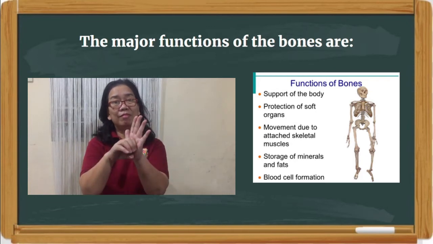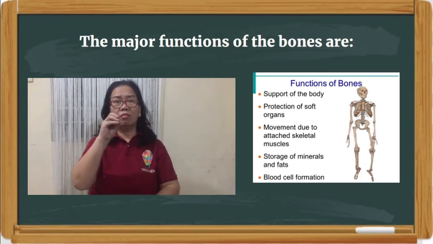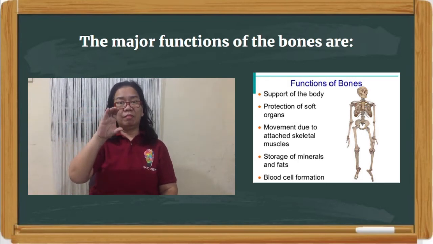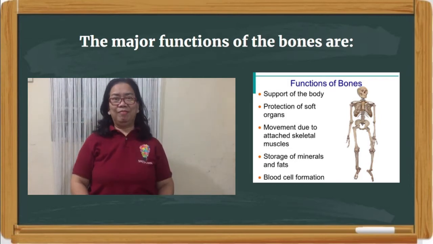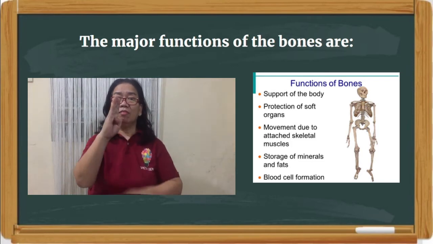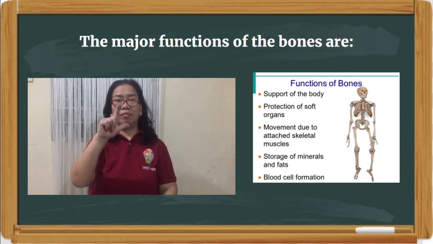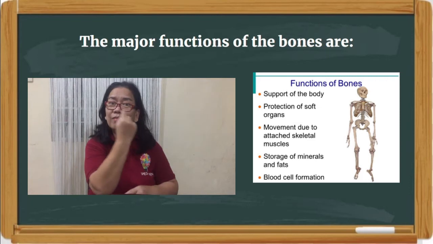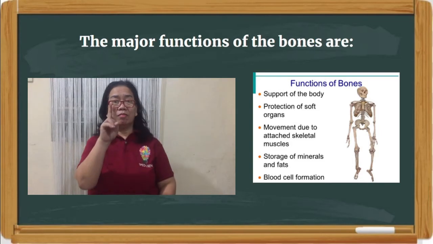Examples of these are: the skeleton protects the internal organs. The pelvic bone supports our body when we sit. Bones protect the spinal cord. Our skull protects the eyes and the brain. And lastly, ribs protect our heart and lungs.